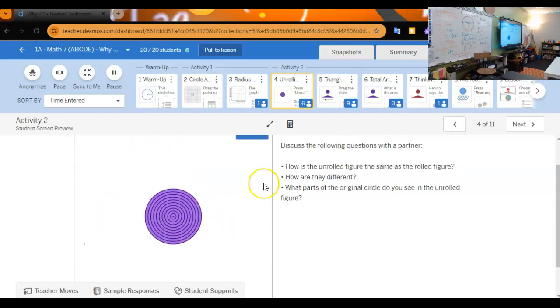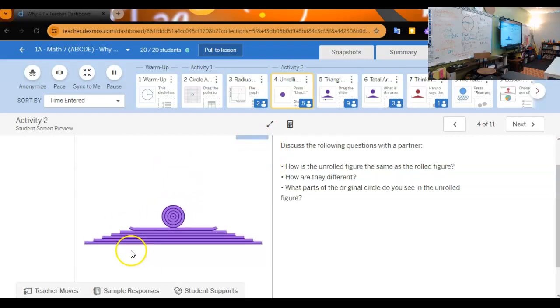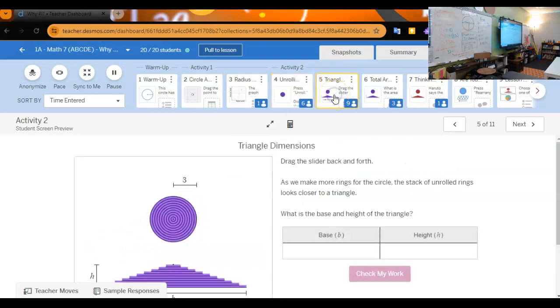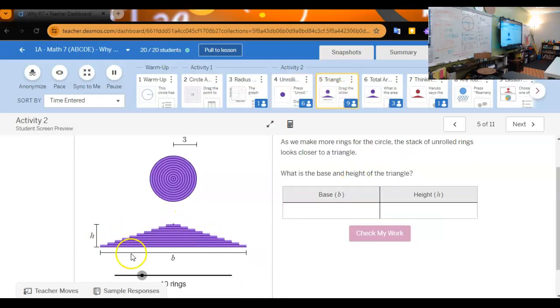So the outer ring, like the outer ribbon, unrolls flat to the bottom. What does this kind of look like? Kind of looks like a pyramid, but because it's flat, what sort of 2D shape does it look like? It looks like a triangle, guys.